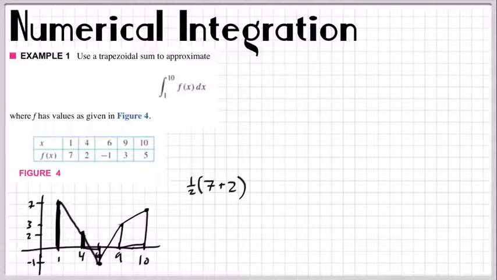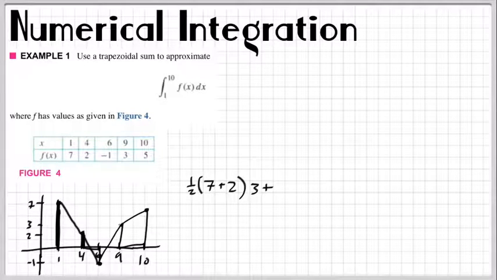Okay, that's the length of the sides. And then I have to multiply it by the height. What's my height of this trapezoid? What's the height of that? 3. So go 4 minus 1, you get 3. So I have 3. And then, okay, so that's the area of the first trapezoid.